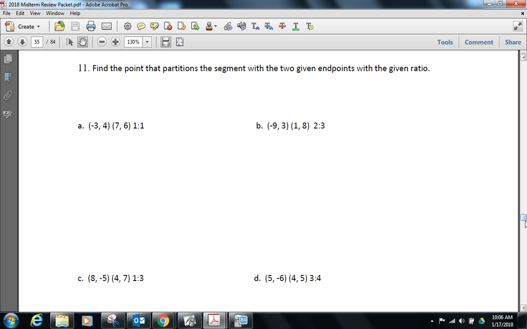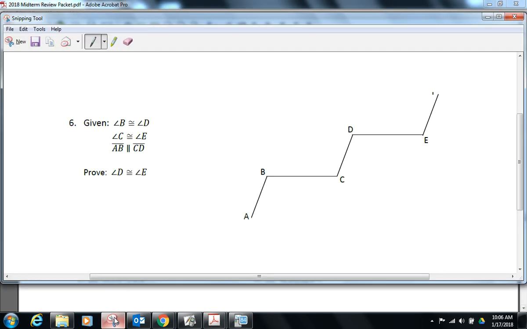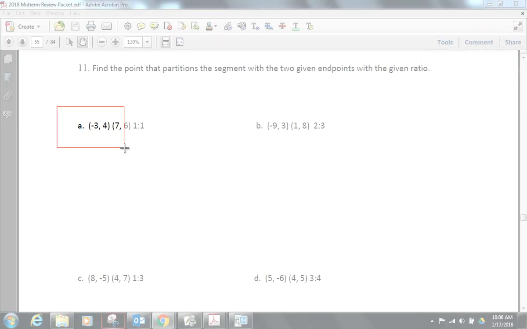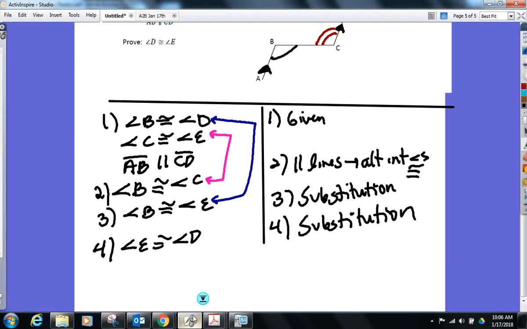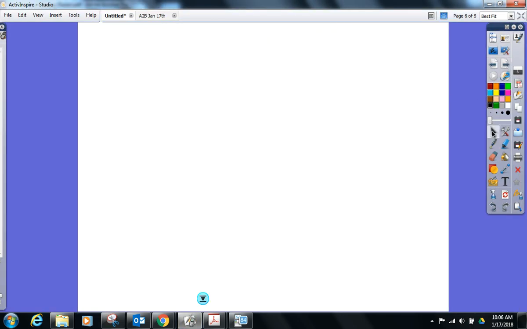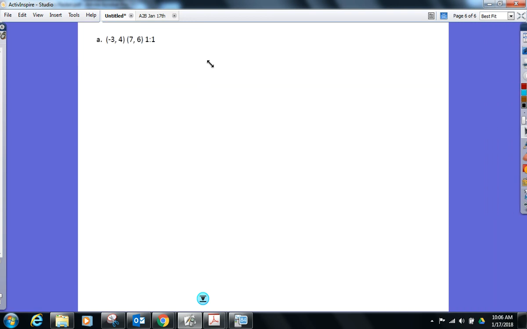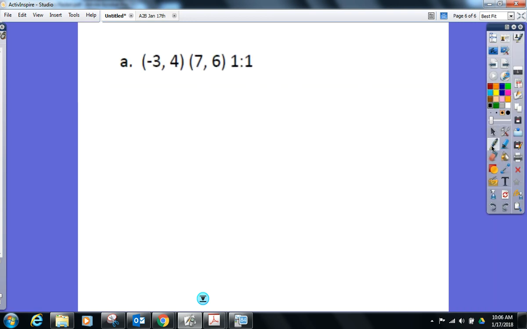A. Little partitions, everybody. I can almost guarantee that one's going to be on there. Partitions. Okay, break it up into a ratio of 1 to 1. So how many congruent parts am I going to break it up into? Okay.